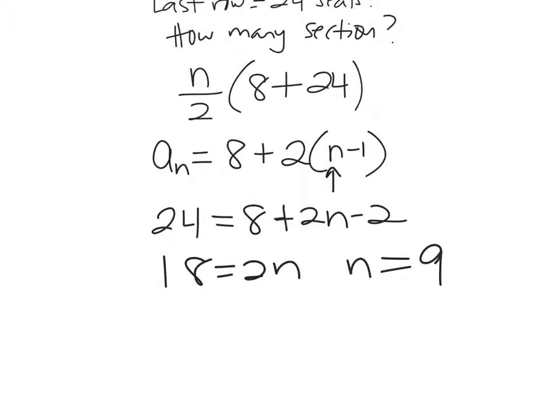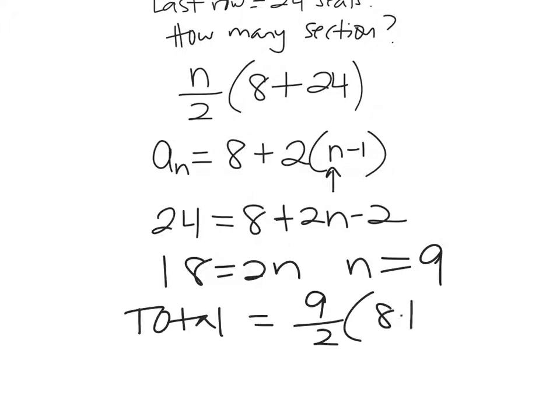Now, that's a really small number. You probably could have figured it out. But if there's like 1,000 rows or something, you don't want to write them all out and try and figure it out. So now I can go and say the total number of seats is going to be 9 over 2, 8 plus 24.